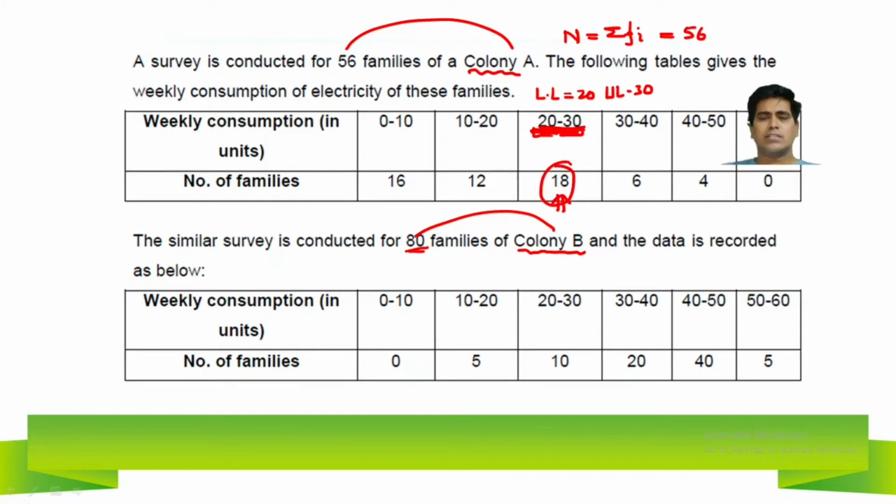Similarly, in table 2, where is the highest frequency? 40 is the highest frequency here, so the most families fall in the range 40 to 50. This is called the modal class of the second table. These are the very important things we can take out from these tables. Based on this, we will have questions, and we will see them.